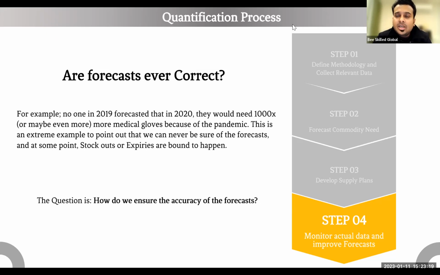But if I ask you what you're doing about it, you may not have much of an answer. What you need to do is monitor your forecasts and every year understand how accurate your forecasts were. How do you do that?